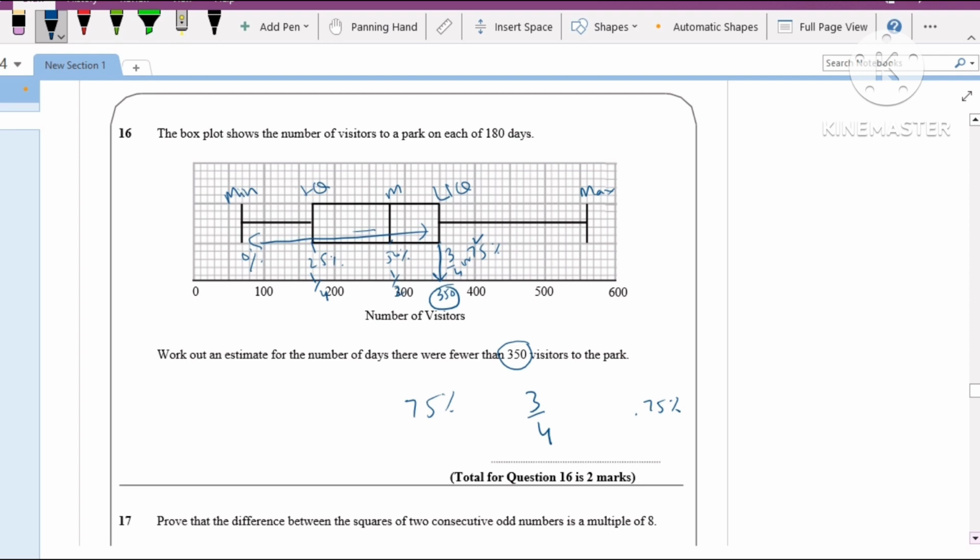From 180, you will find 75% of 180, or you will find 3/4 of 180. It's the same thing. So 180 divided by 4 times 3. 180 divided by 4, 4 4s are 16, that is 45. 45 times 3 is 135. That's it.